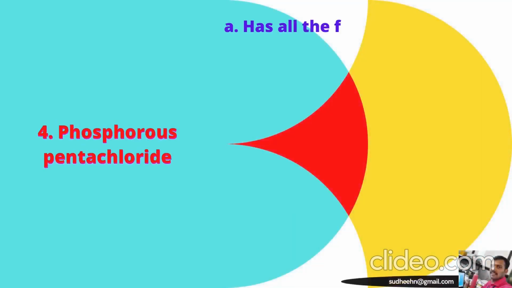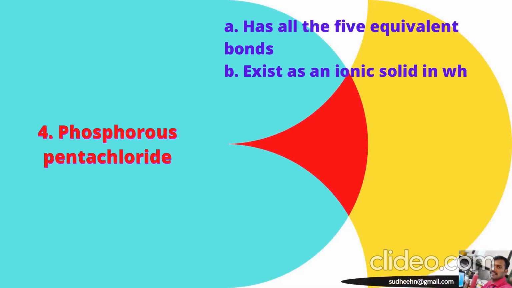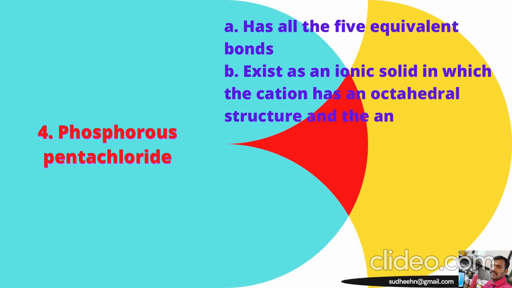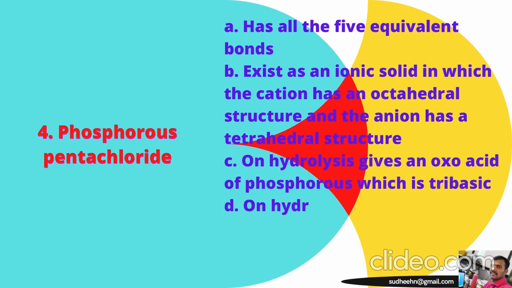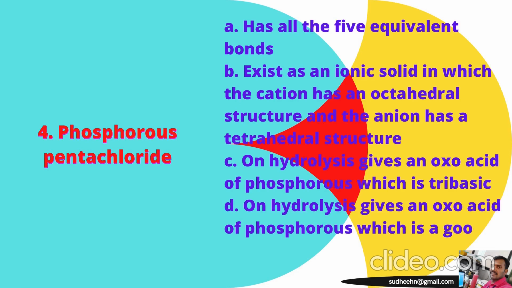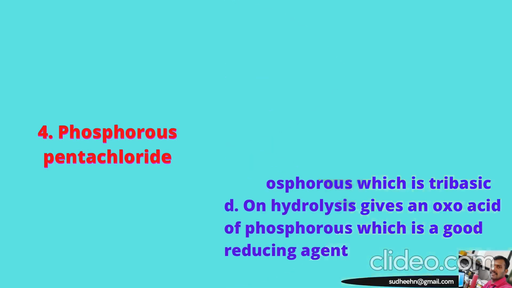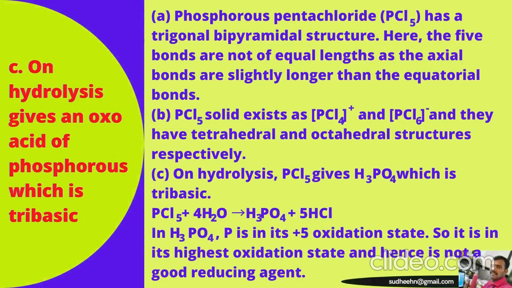So the next question, number 4, phosphorus pentachloride. Options are A, has all the 5 equivalent bonds. Option B, exists as an ionic solid in which the cation has an octahedral structure and the anion has a tetrahedral structure. Option C, on hydrolysis gives an oxo acid of phosphorus which is tribasic. And option D, on hydrolysis gives an oxo acid of phosphorus which is a good reducing agent. And the right option is option C, that is on hydrolysis gives an oxo acid of phosphorus which is tribasic.